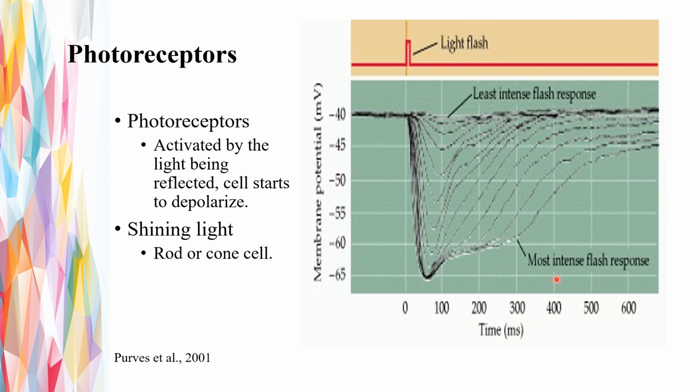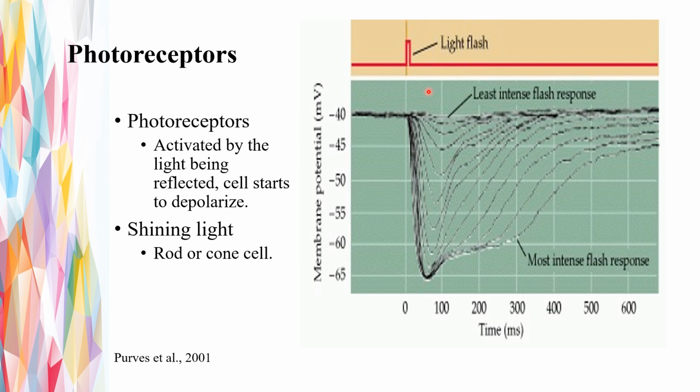Let's look at this figure. Here we have an intracellular recording from a single cone stimulated with different amounts of light. We have membrane potential from -65 to -40. Our time is going from 0 up to 600. You have our light flash.